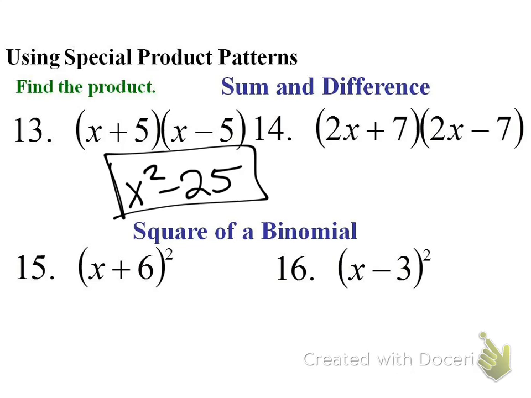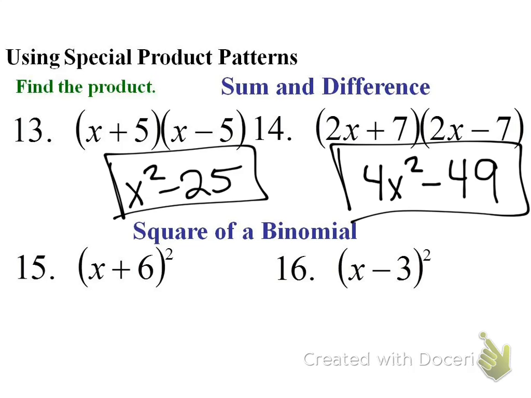What about the next one, number 14? Good. 4x squared minus 49. Great.